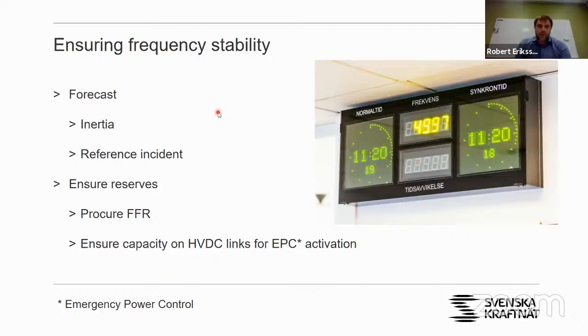And based on this forecast, we can then calculate how much fast frequency reserve we need. And then we procure that in the countries, the national markets. And we can also ensure that we have capacity on the HVDC links for EPC activation. So EPC is then emergency power control. So this is at the moment sort of a backup in case we are not able to procure fast frequency reserve.